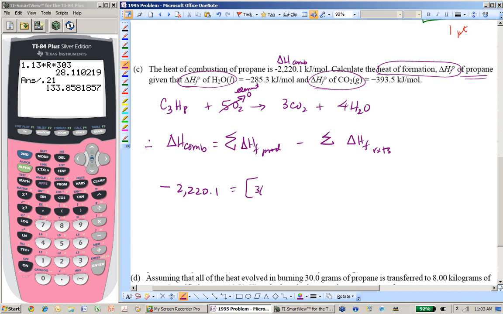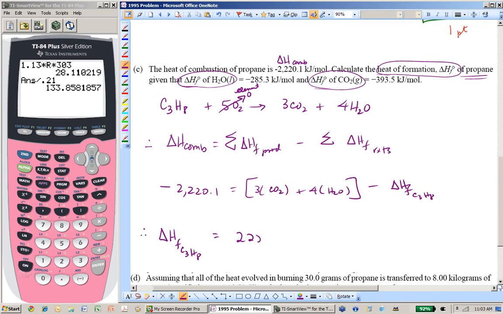So 3 CO2 plus 4 of H2O's value. That's the sum of the products, minus, I only have one reactant to worry about, and that's what I seek, the delta H formation of C3H8. So I need to solve for that, move it over to this side of the equation. So the heat of formation for C3H8 is equal to, move the negative 2220.1 over by adding it.